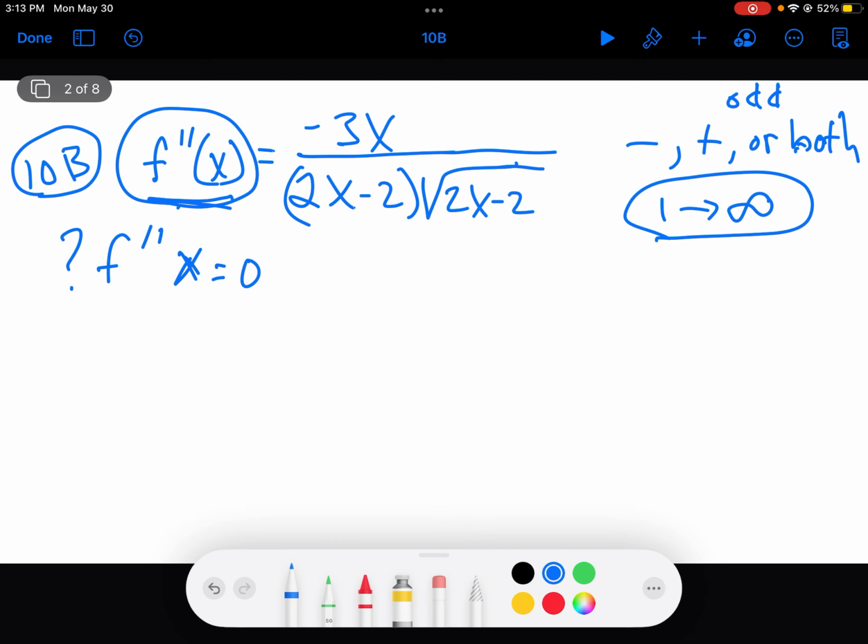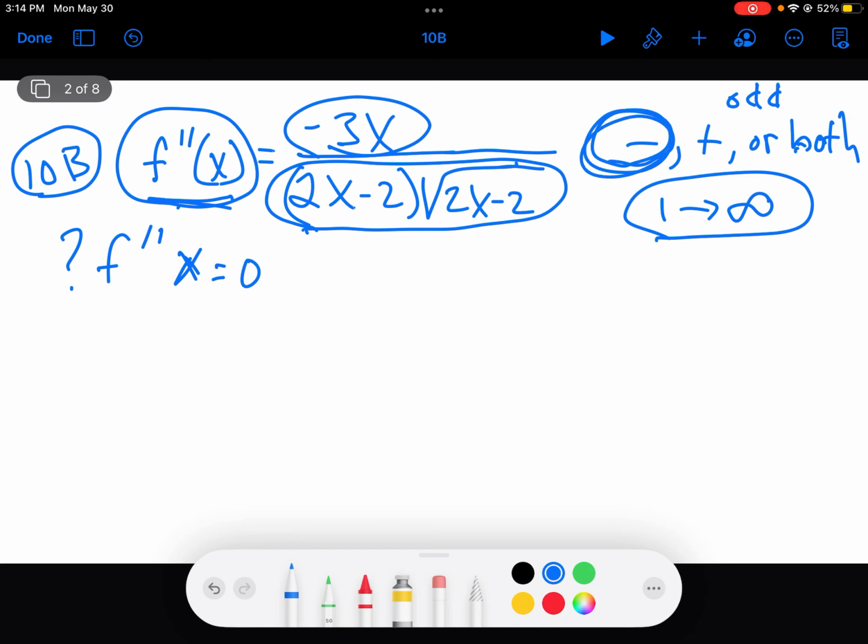Okay, I'm probably trying to explain too much. But anyway, just to review, the only question is, what's the sign of f double prime at various regions from 1 to infinity? So really one way to do this is just look, okay, whenever x is 1 or greater, the denominator is always going to be positive, but the numerator is always going to be negative. So f double prime is always going to be negative.